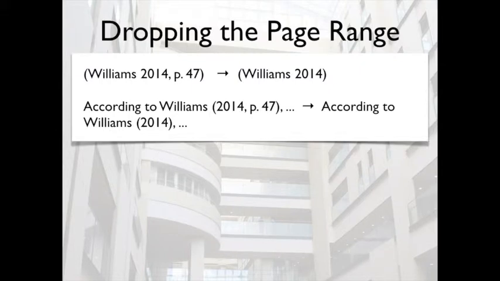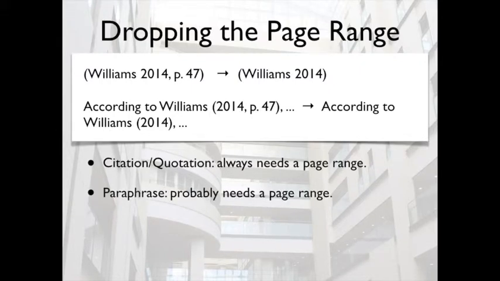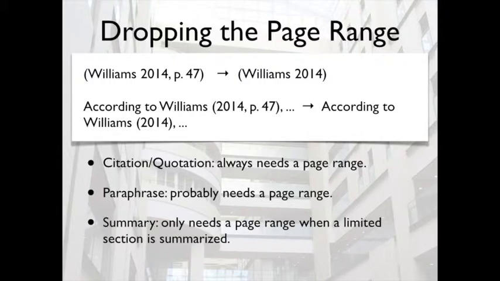As a basic rule, a quotation should always have the page range. A paraphrase most probably needs a page range. A summary needs a page range if it summarizes a specific section of the author's work, and a simple mention usually does not require a page range.